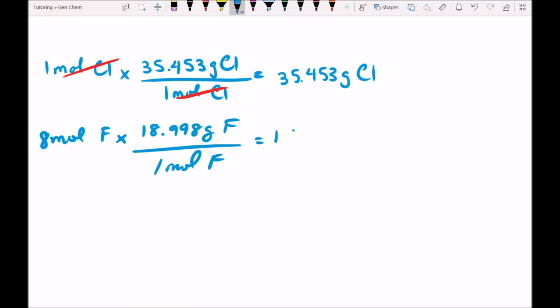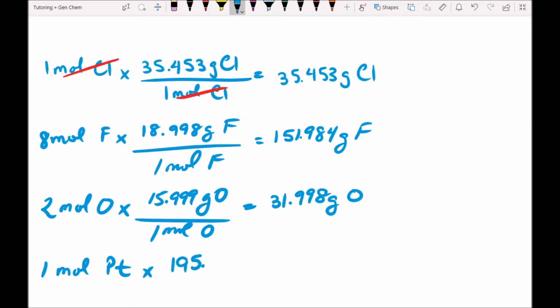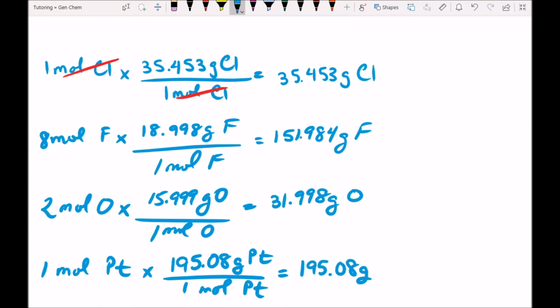Moles of fluorine cancels out, and we get 151.984 grams of fluorine. 2 moles of oxygen, the subscript 2 on oxygen, 15.999 grams oxygen per 1 mole oxygen. Moles cancels, leaving grams oxygen, 31.998 grams oxygen. And finally, 1 mole of platinum. Multiply that by the molar mass, 195.08 grams of platinum per 1 mole of platinum. Moles of platinum cancel out, so we get 195.08 grams of platinum. Of course, moles of each cancels out, leaving us with grams chlorine, fluorine, oxygen, and platinum.